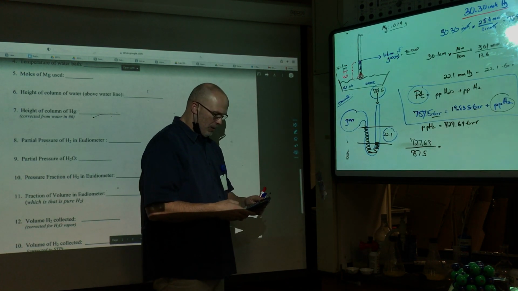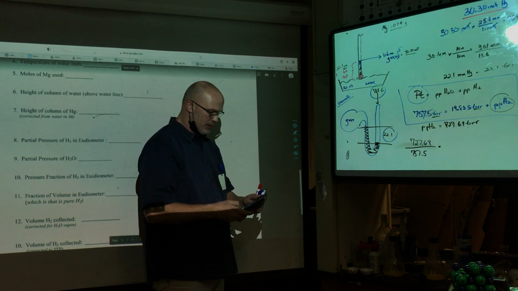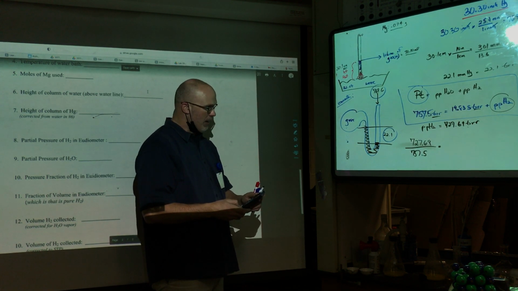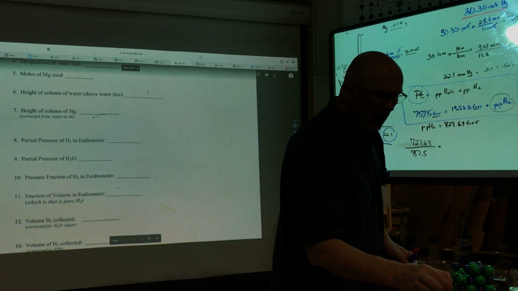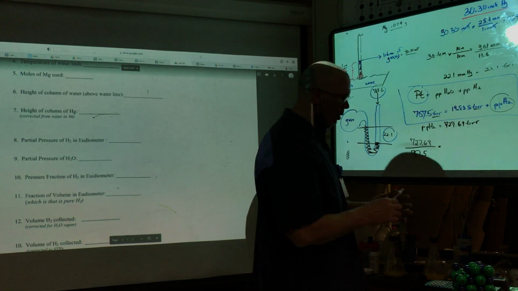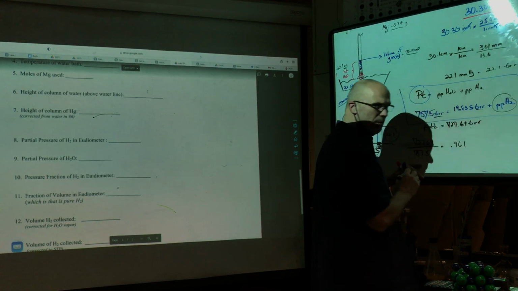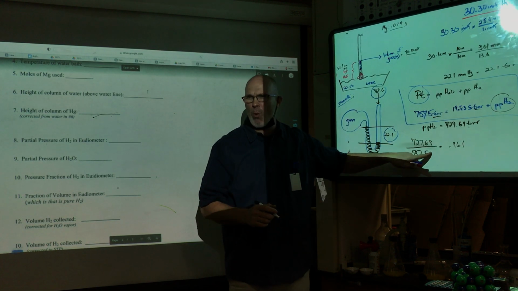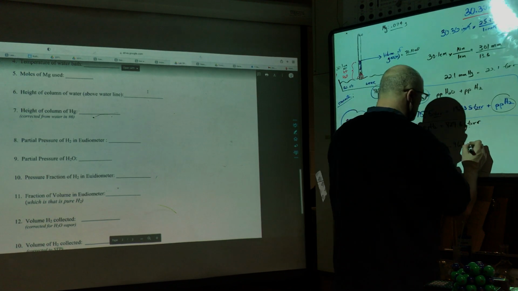So 727.69 divided by 757.5. Okay, what do I get? I get 0.961. It's got no unit. This is torr over torr. Mole fractions have no unit. So this is my volume fraction.